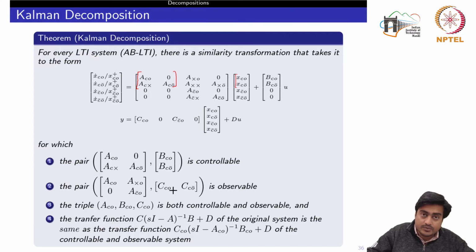Similarly, this C matrix is observable. The triplet A_CO, B_CO, C_CO is both controllable and observable, and the transfer function which we obtain using the Laplace transform of the original system is the same as the transfer function of the system formed by using this controllable and observable triplet. Right, this is the most important result, because we would use this result in the last topic of this week, which is the minimal realization, to set up the relationship between controllability, observability, and at the same time the minimal realization. Okay.